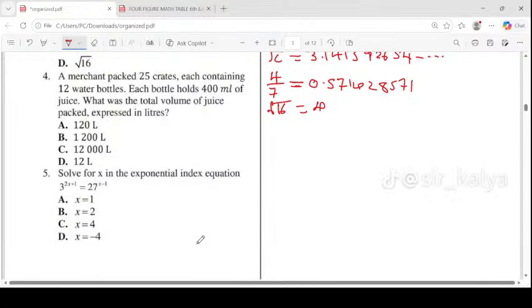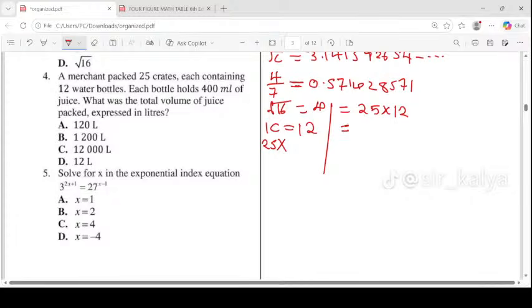A merchant packed 25 crates, each containing 12 water bottles. Each bottle holds 400 milliliters of juice. What was the volume of juice packed expressed in liters? So you can see a merchant packed 25 crates, each containing 12 bottles. So if one crate was containing 12 bottles, what about 25 crates? I'm getting the number of bottles first. So this will be 25 multiplied by 12.